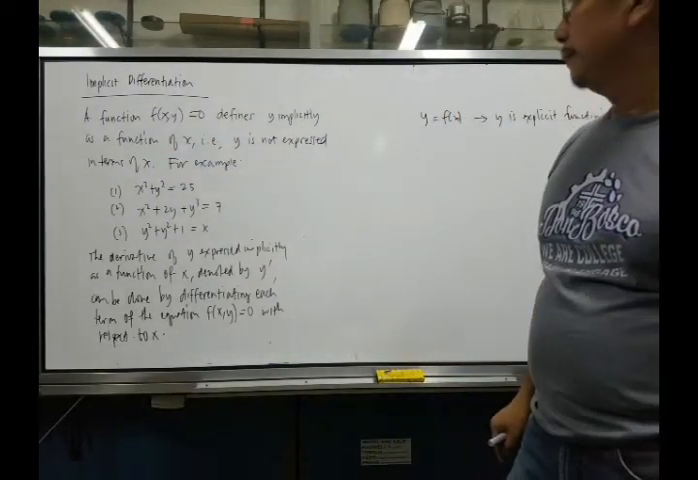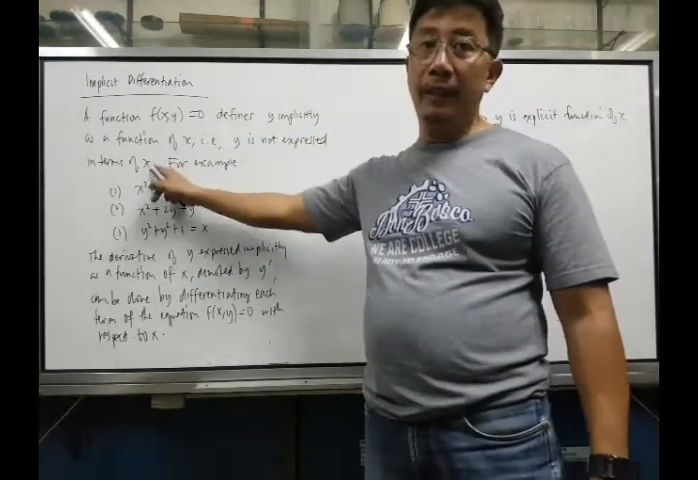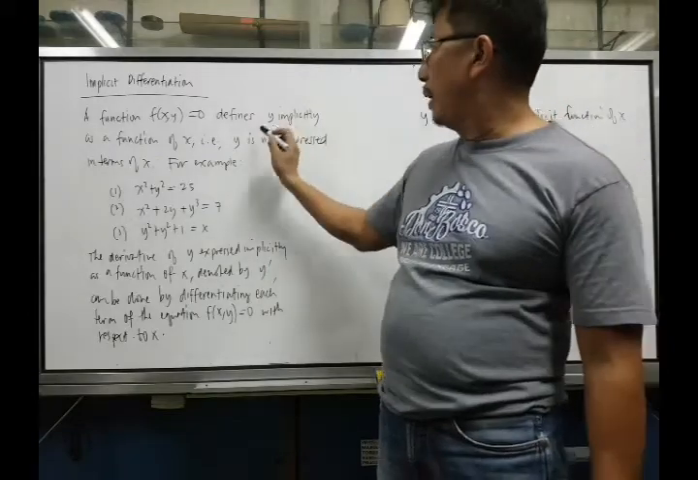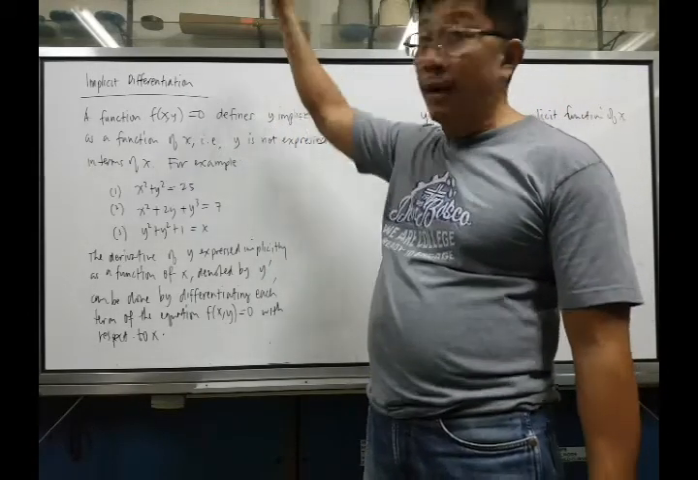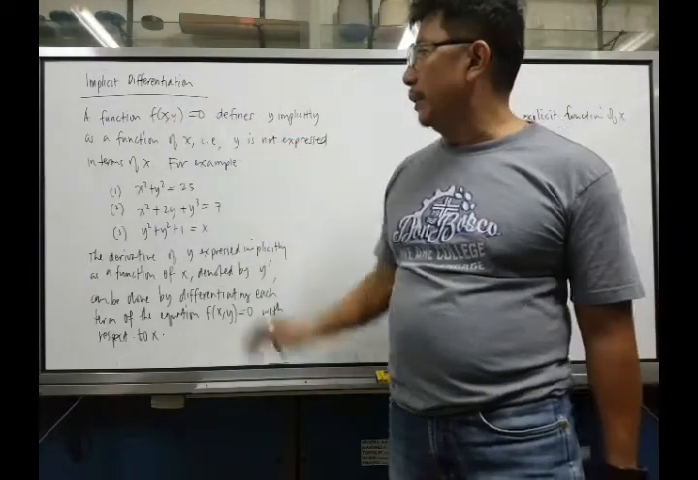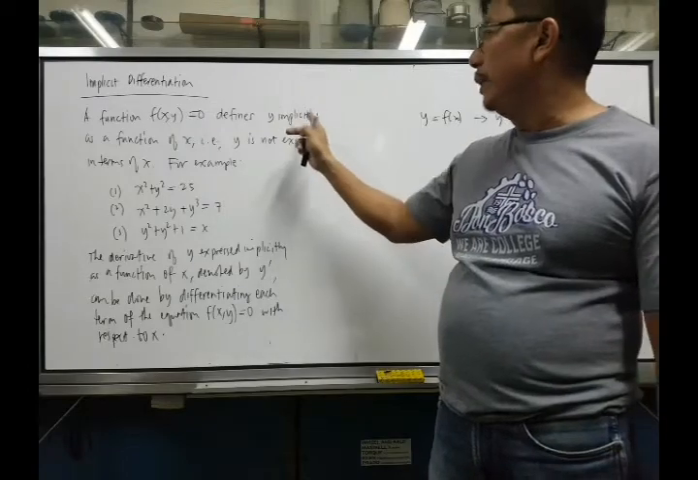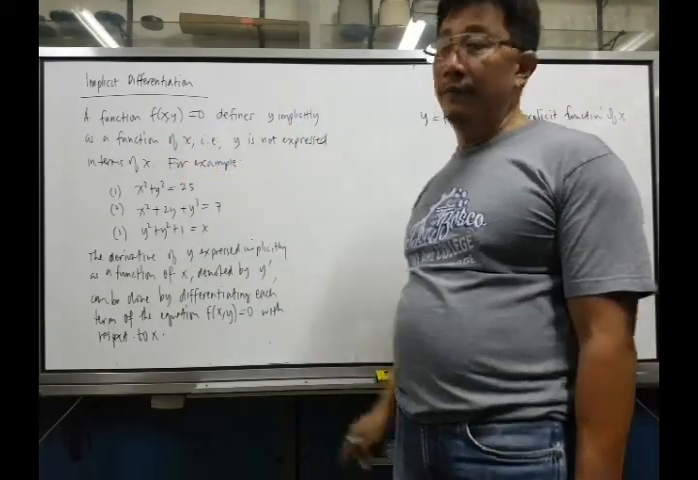So what do you mean by that? Y is not expressed in terms of x, but we know that y is actually a function of x. And because y is not expressed in terms of x, we shall say that y is defined implicitly as a function of x.